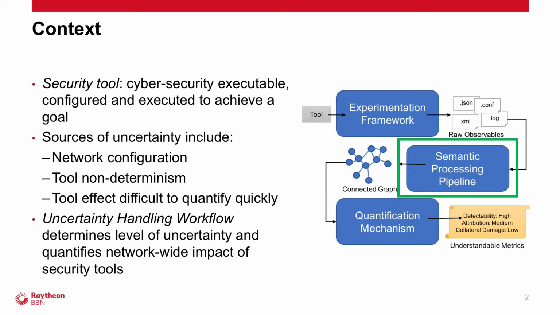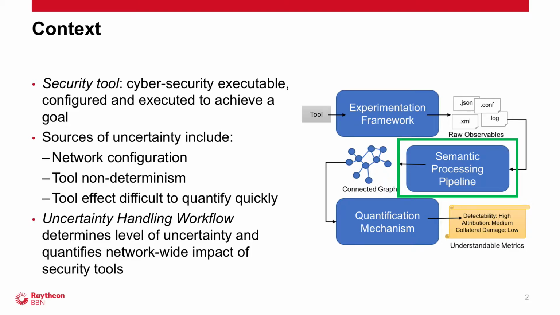However, there are various sources of uncertainty which come into play with configuring these tools, executing them, and then measuring whether they actually had the effect that you wanted them to have. These sources of uncertainty can include the network configuration, which may be fully or partially unknown. The tool may have non-deterministic effects, and the tool effect may be difficult to quantify quickly. For instance, perhaps you could quantify the tool effect by analyzing log files from across the network, but that's too time-consuming to be useful.